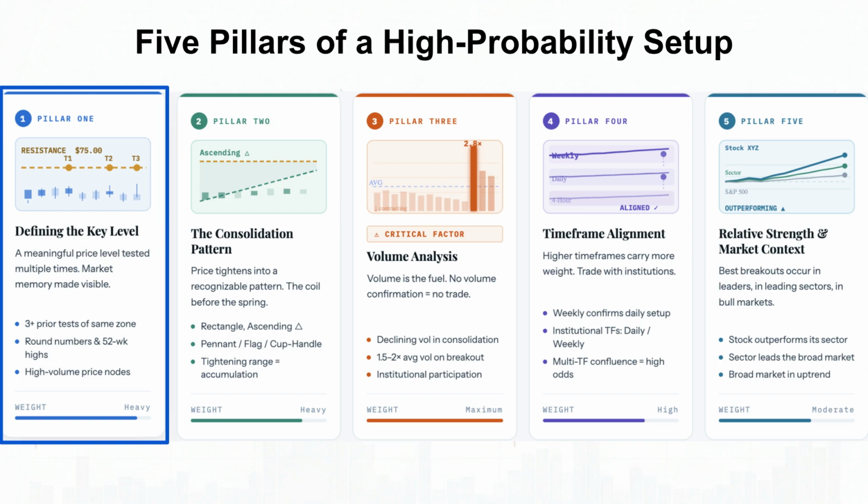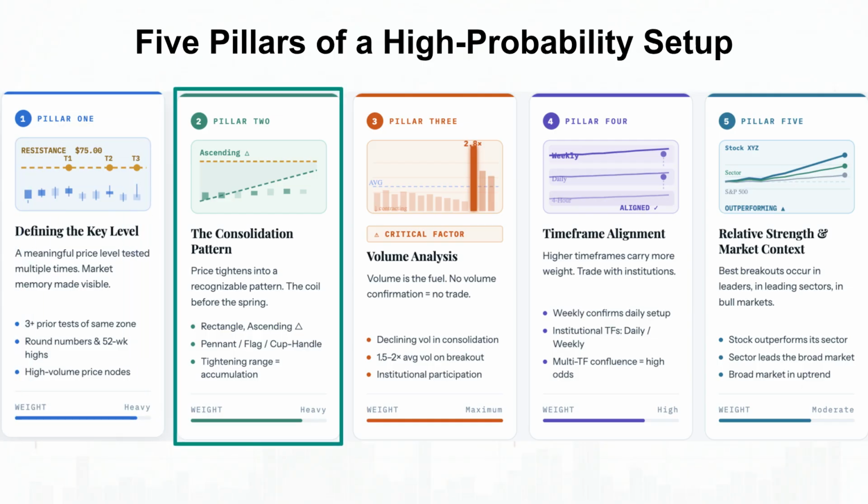Confluence strengthens the case further. Round numbers, prior highs, heavy volume nodes, or multi-month resistance all increase the probability that the level matters. Second, consolidation precedes expansion. Before most valid breakouts, price tightens into a recognizable structure. Common patterns include rectangles, ascending triangles, flags or pennants, and the cup and handle formation. Each reflects the same underlying narrative. Supply is gradually absorbed, and pressure builds beneath resistance.